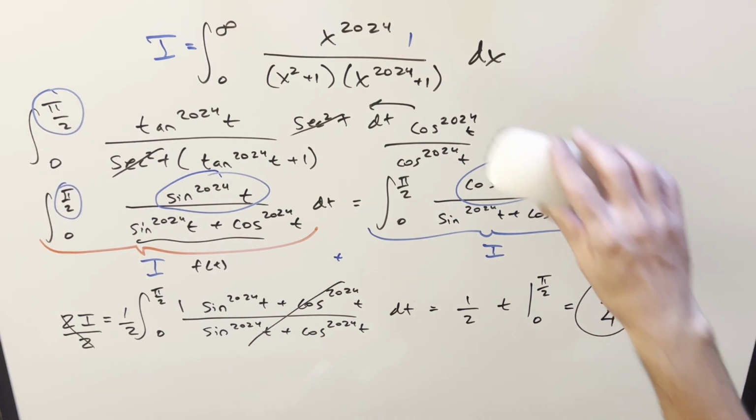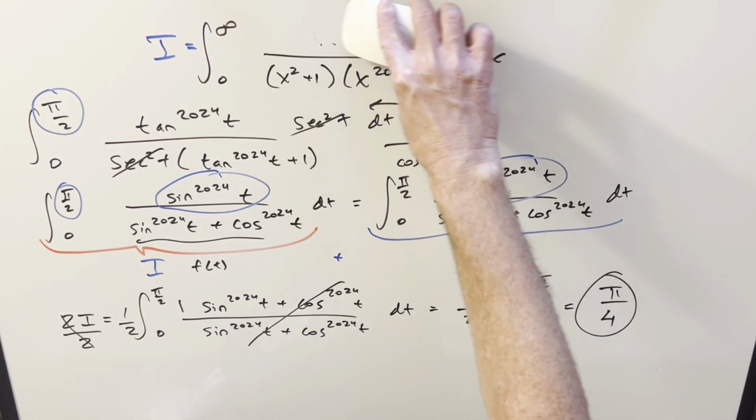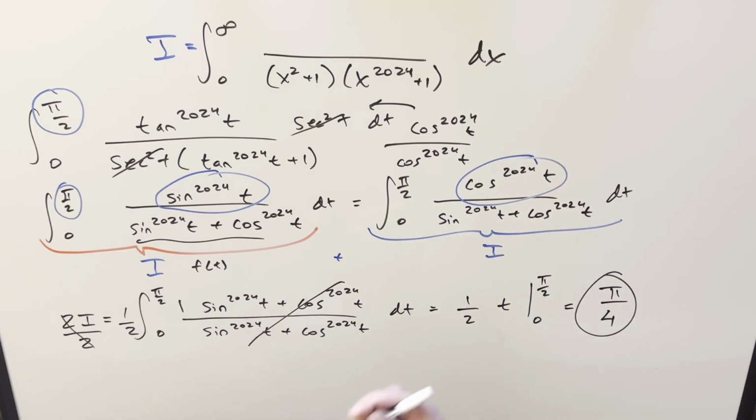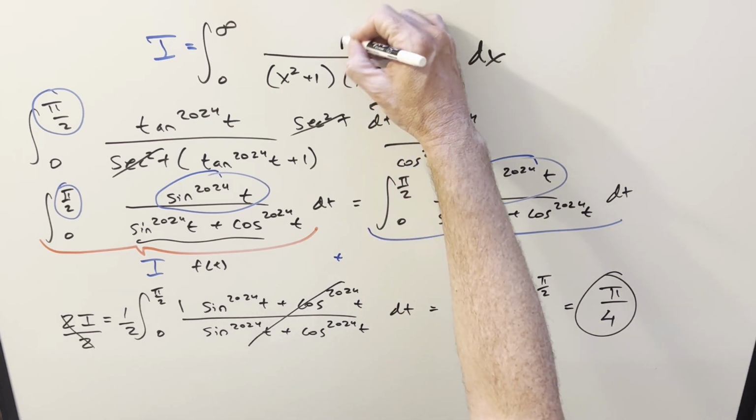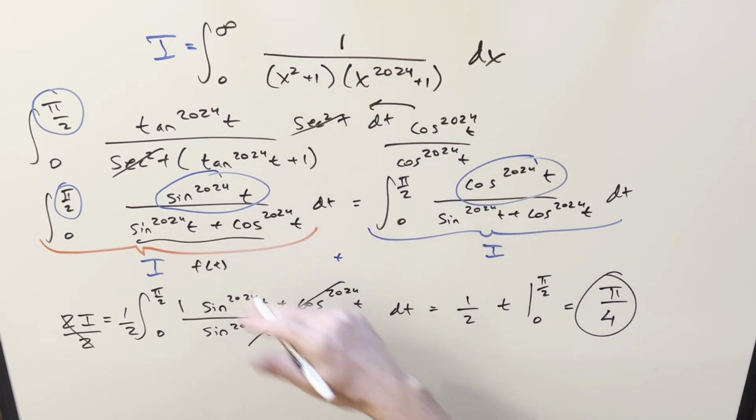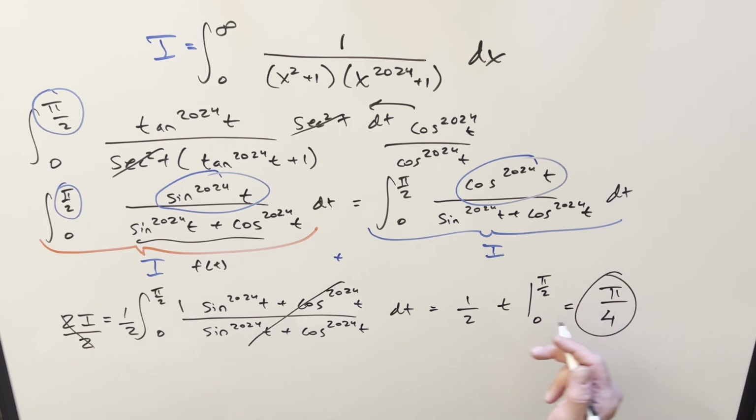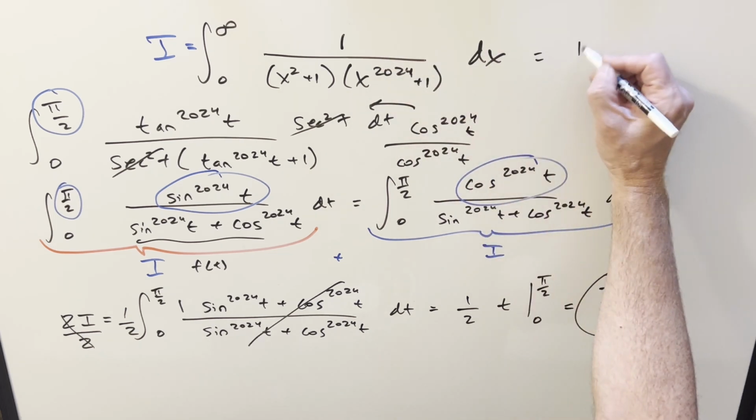One other interesting thing: if you didn't have this in the numerator, you'll have to double check me on this and tell me if I'm wrong, but I think if that's just a 1, it still works the same way and you get pi over 4, which is kind of interesting. I guess it's just because of the symmetry, but I think this is also just pi over 4.